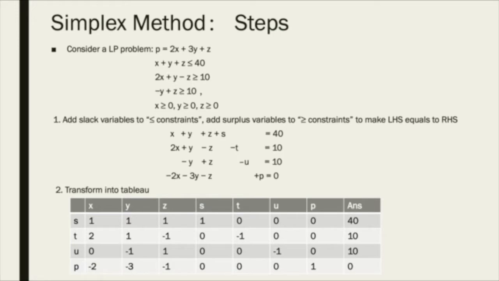Consider an LP problem that has three constraints and an objective function that we want to maximize. The first step of the simplex method is adding a slack variable to all the less than constraints and adding a surplus variable, which is a negative variable, to all the bigger than constraints, to make the left hand side equal to the right hand side. Our LP problem will be transformed into a matrix, which is called a tableau in the simplex method, like this.